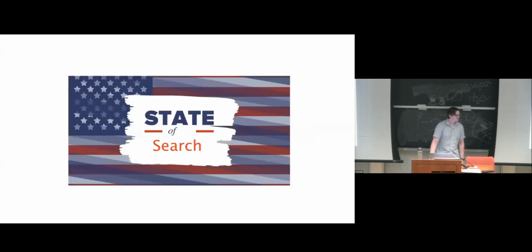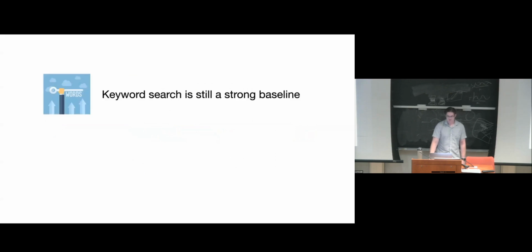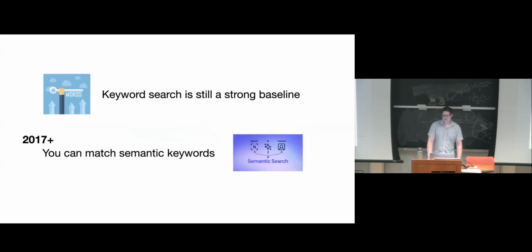And so what is the state of search these days? Well, keyword search is still a really strong baseline. That's something like TF-IDF or BM25, where you just do a bag of words and try to figure out how similar things are that way. And then probably the neural age, 2017 plus, you can match semantic keywords. So if you type in Apple, it might know you're talking about the technology company, or it might know you're also talking about the fruit, depending on the context.